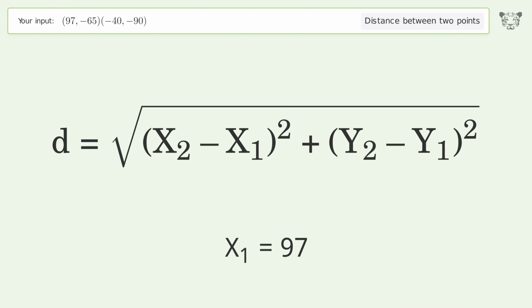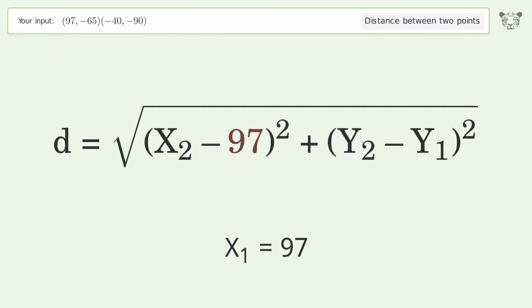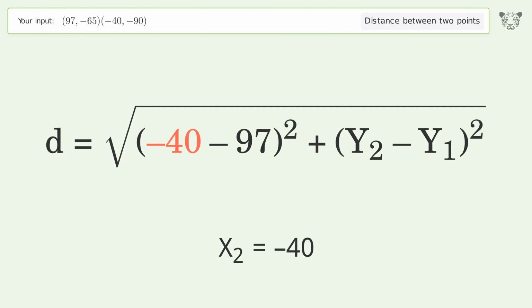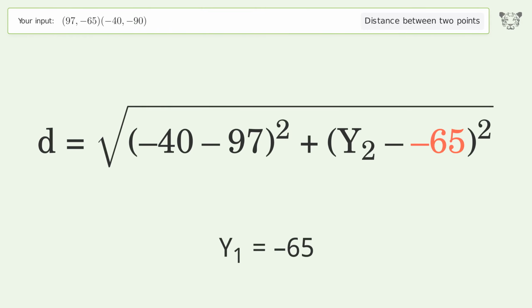x1 equals 97. x2 equals -40. y1 equals -65. y2 equals -90.